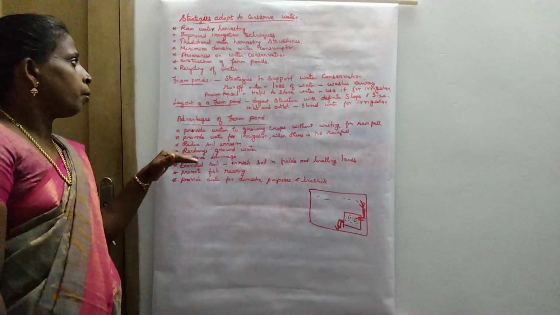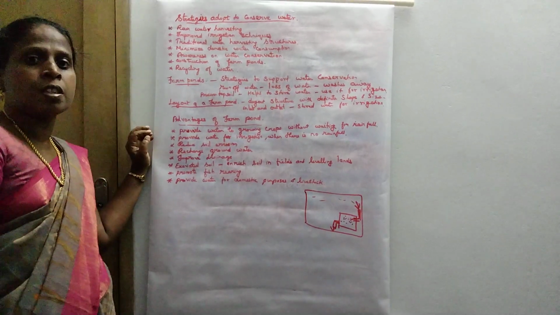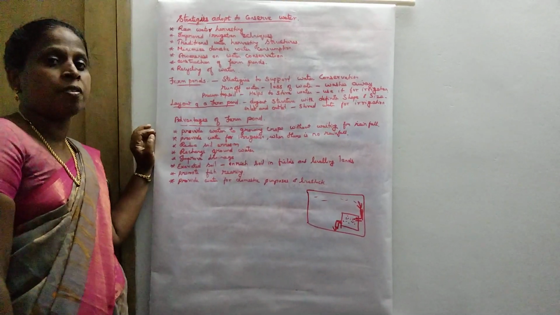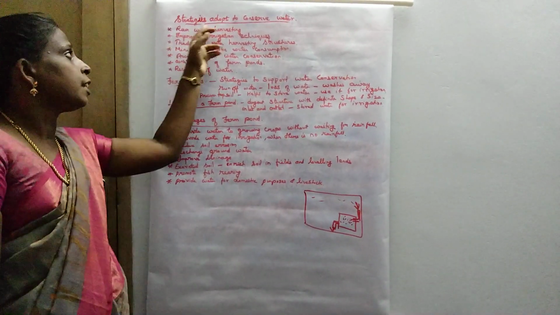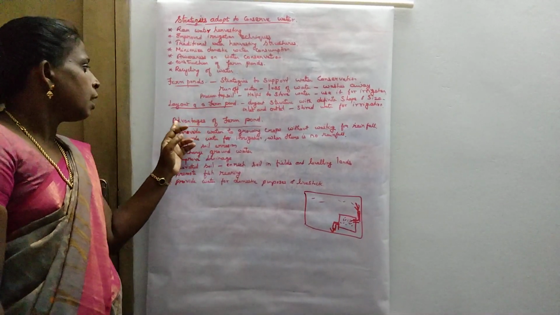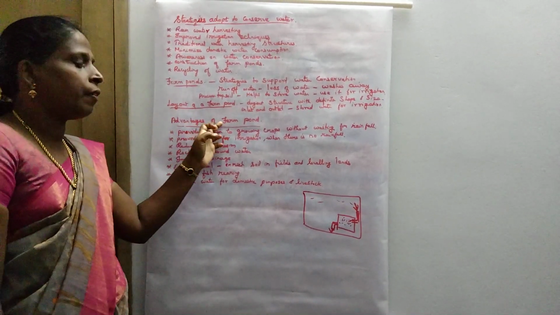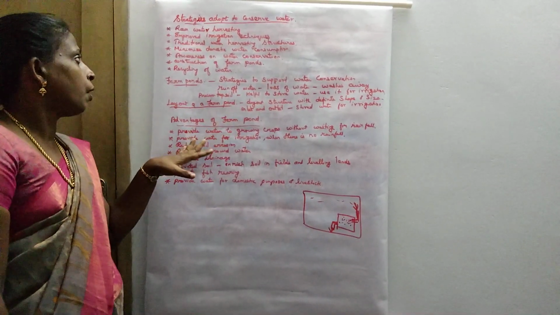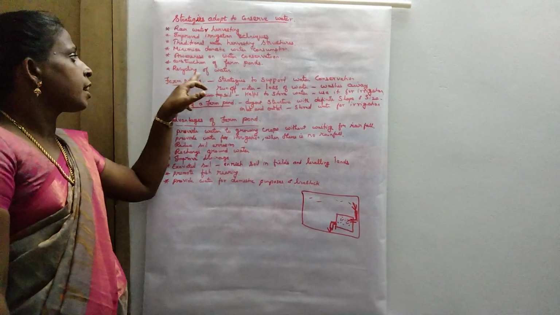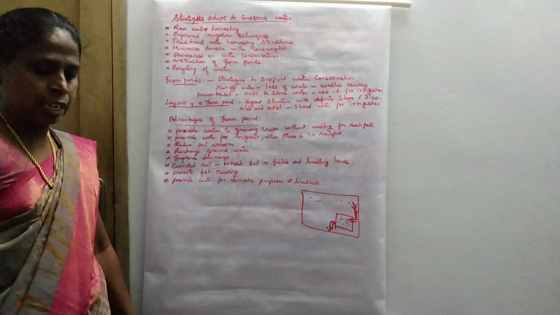So in water conservation, we have studied the importance of water and water conservation measures, then strategies adapted to conserve water, and farm pond. In farm pond, how we can lay out the farm pond and what are the advantages of farm pond we have. So next one is recycling of water. That one we can study in the next class.